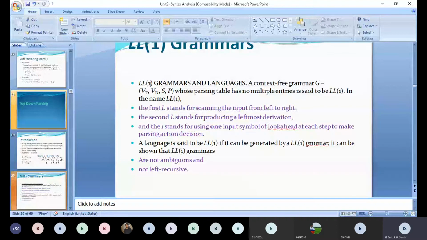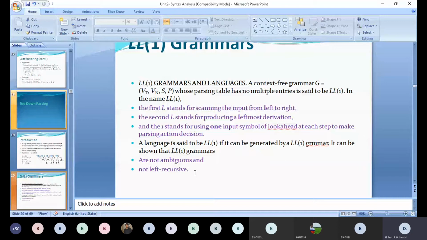Is this clear? This is the meaning of LL1 grammars. You have to follow this approach: read the input from left to right and do leftmost derivation only. We are going to generate terminal symbols only one at a time. We should not generate the total string at a time. One symbol at a time we have to generate, using the look ahead pointer, that is the next successive symbol.